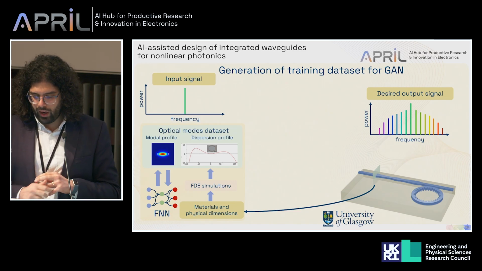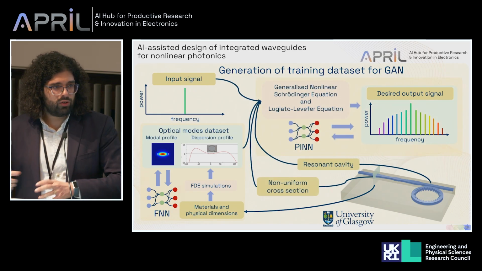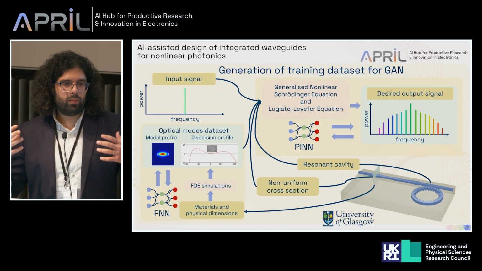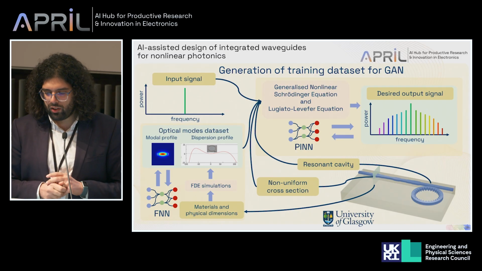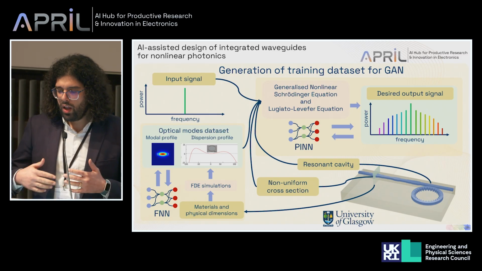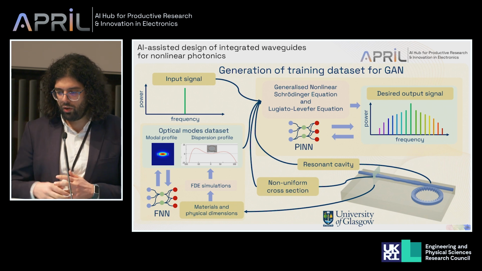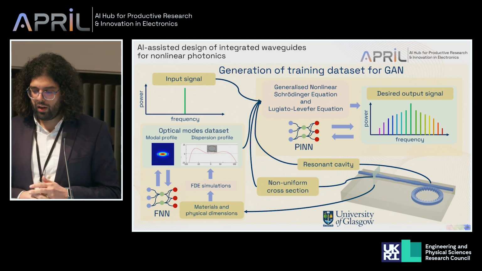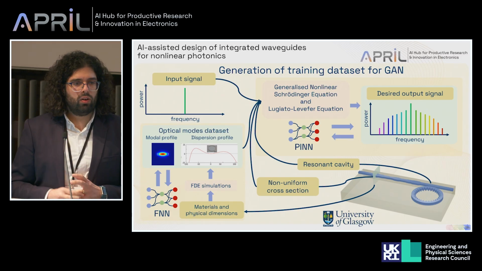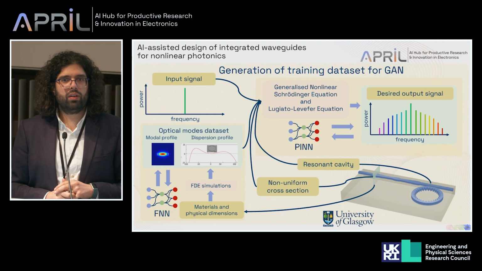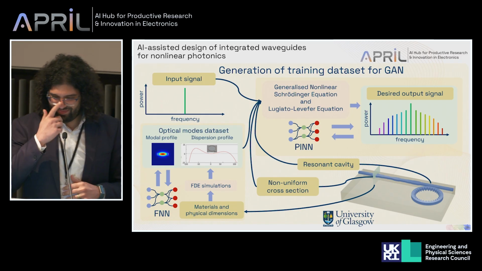And this data is now being used along with more information on the waveguide structure, such as the non-uniformity of the cross-section across the waveguide path, the presence of resonant cavities, and possible input signals. It is going to be used with physics-informed neural networks based on nonlinear equations to generate all the sets of possible output signals, so that then we can combine all this information into the generative network that I've shown earlier. So yeah, that would be me. Thank you.